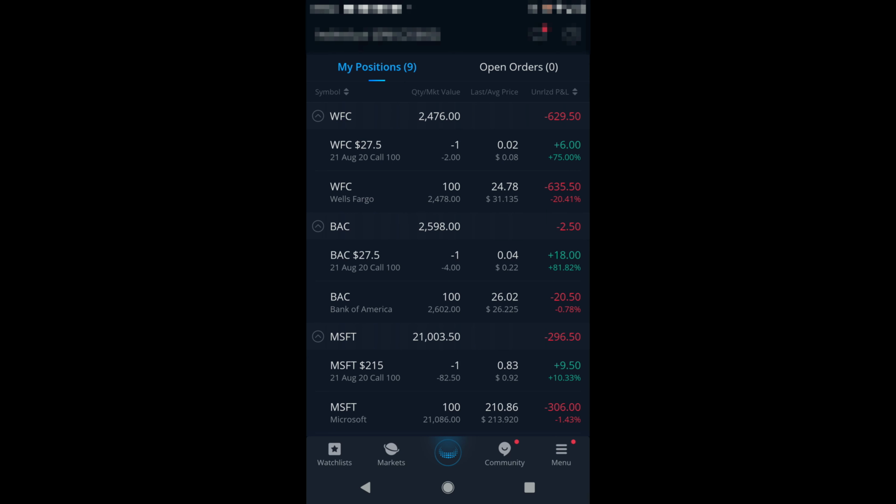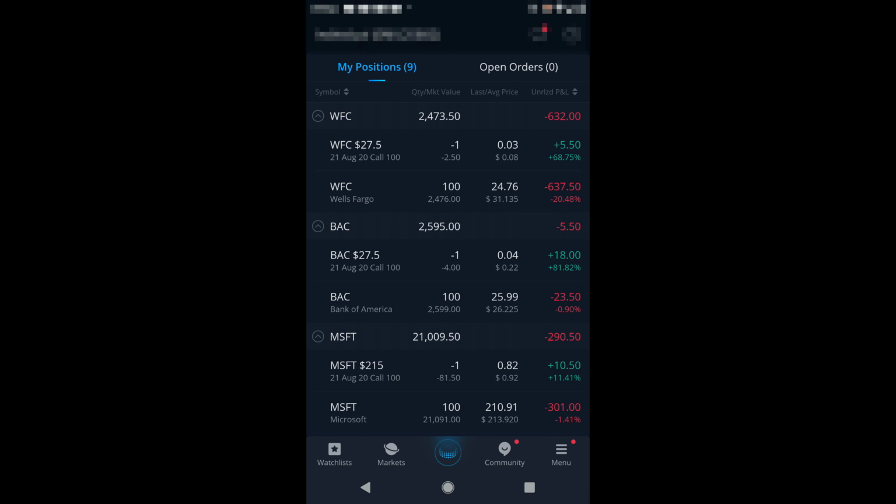In our case, if you can see at the right, the premium that we collected for Bank of America was 22 cents per share, so that's $22. Just let me go quickly over the contract itself. It's Bank of America. Our strike price was $27.50. It expires on August 21st. We are on August 17th, so it's Monday, and we've already collected the majority of it.